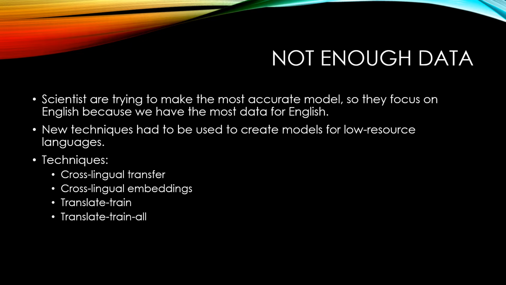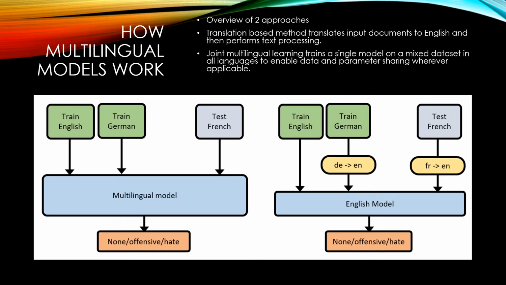Fortunately, new techniques are being made to make better and more effective models that are in some areas just as effective as English models. Some of these techniques are cross-lingual transfer, where they fine-tune multilingual models on English training sets and evaluate it on each language's test set. There's also cross-lingual embedding, which we will see with Google's BERT. There's translate train, where a machine translates the English training set to another language and fine-tunes a multilingual model on that. And translate train all, where the machine translates the training set to all languages and fine-tunes a multilingual model on that.